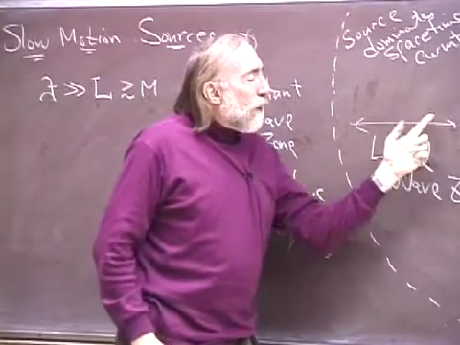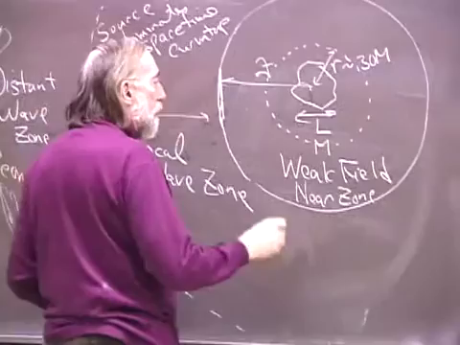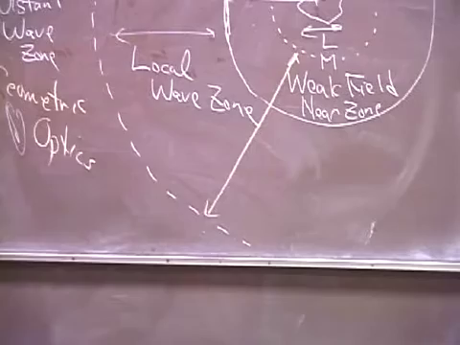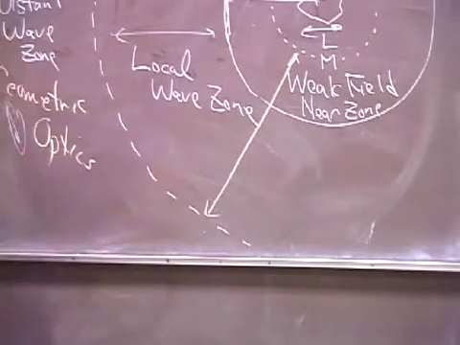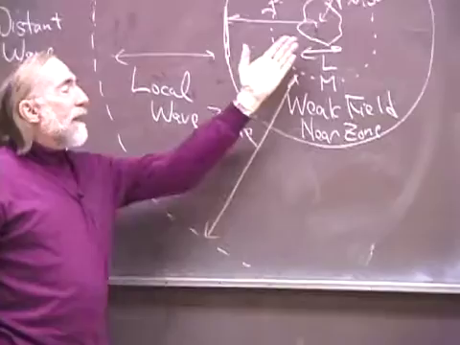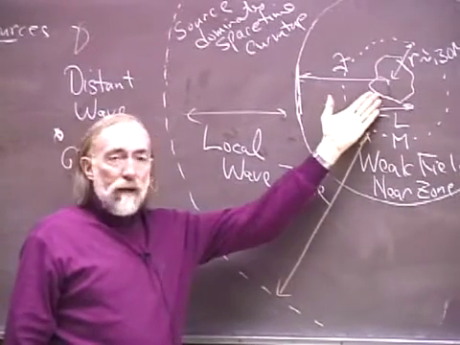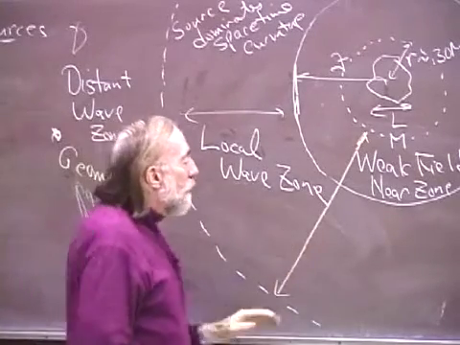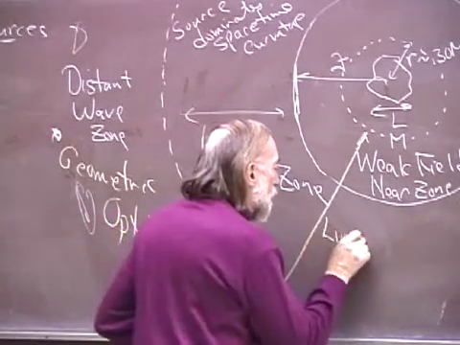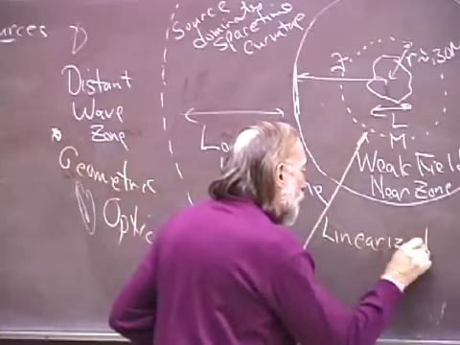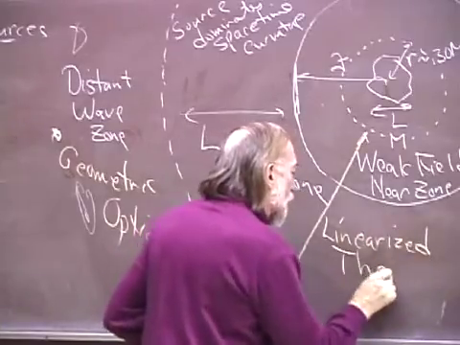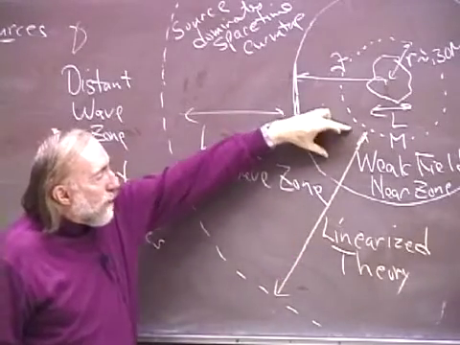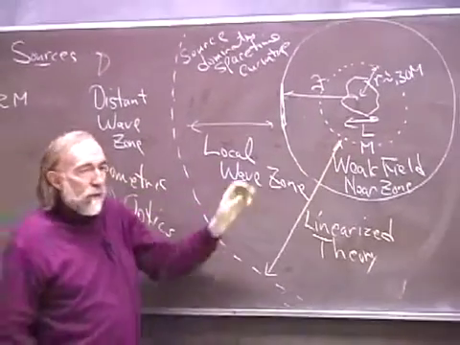In the local wave zone and the weak field near zone, gravity is weak. Space-time curvature is unimportant, except for a tiny bit that may be due to the source, but that's a very tiny bit because gravity is weak throughout there. And so to a rather high degree of accuracy, one can use the linearized theory, linearizing around flat space, to discuss the gravitational waves, and also to discuss the transition from the near zone to the radiation zone. That can all be done using linearized theory.